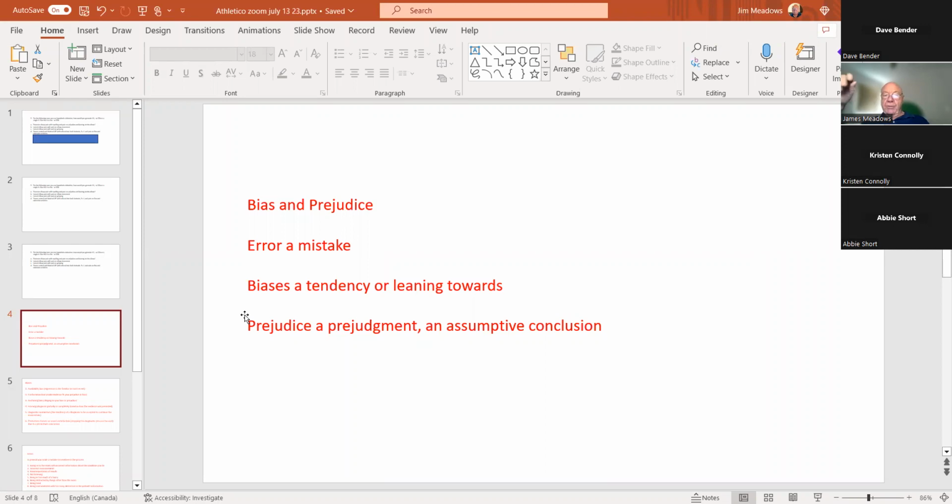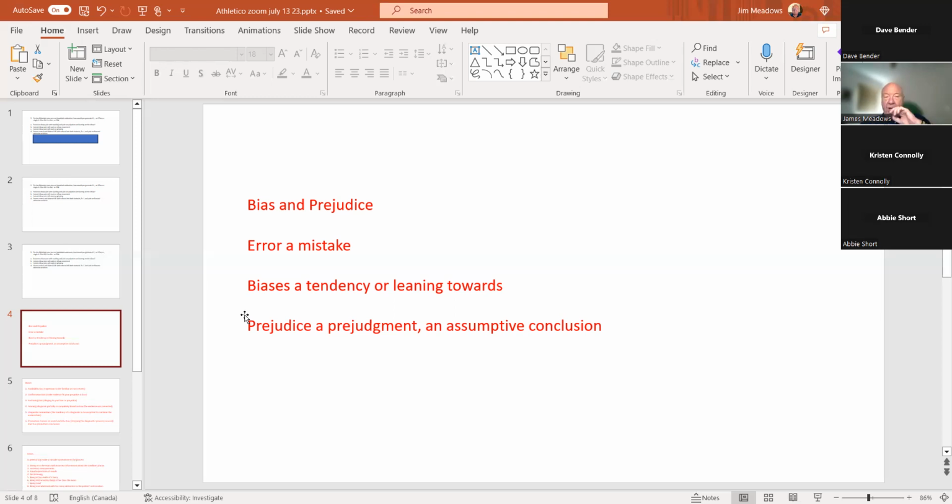So, bias and prejudice, they're not the same thing. Bias is a tendency to lean towards, while prejudice is prejudgment, an assumption made on inadequate evidence. Prejudice is always bad because you're going to act on it. Bias, on the other hand, can be good. You can have good bias and you can have bad bias. But all that is a tendency to lean towards a particular thing.